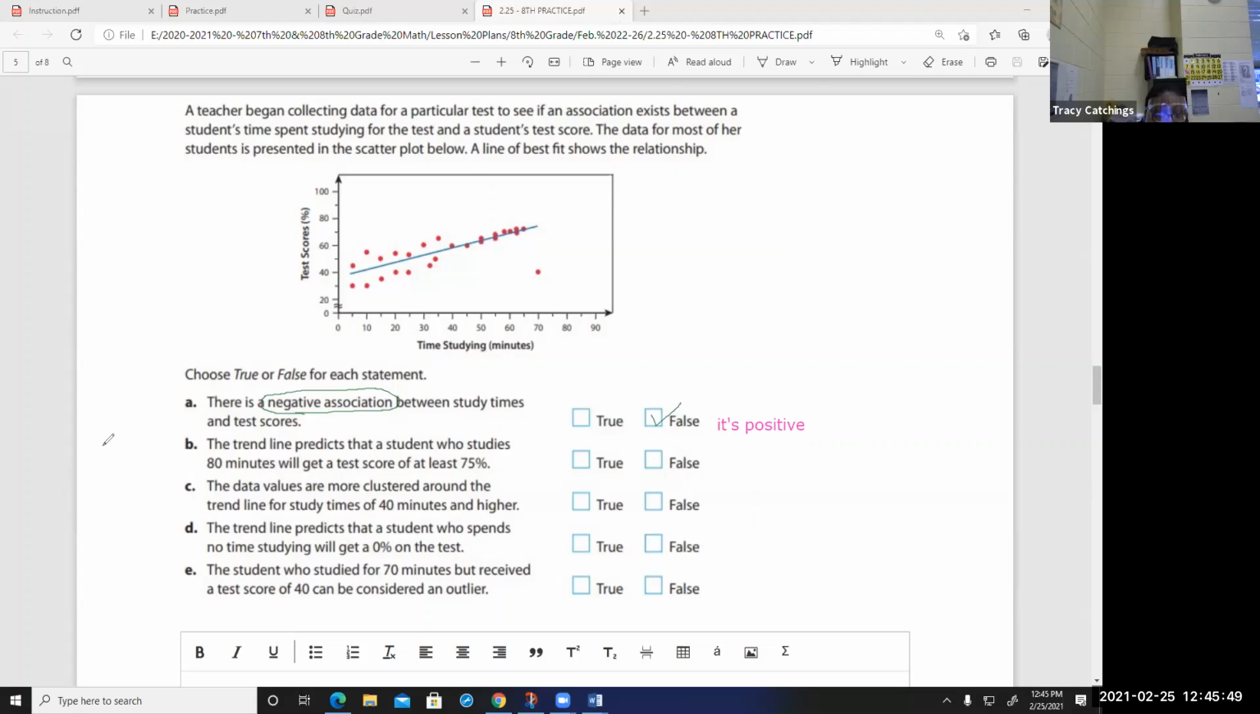All right, part B said the trend line predicts that a student who studies 80 minutes will get a test score of at least 75%. All right, so let's find the minutes. 80 would be about right there. If they continue that line, it would meet about right there. I go across over, would you say that's about 75% or better? Yeah, I would probably say yes. Be close to 80.